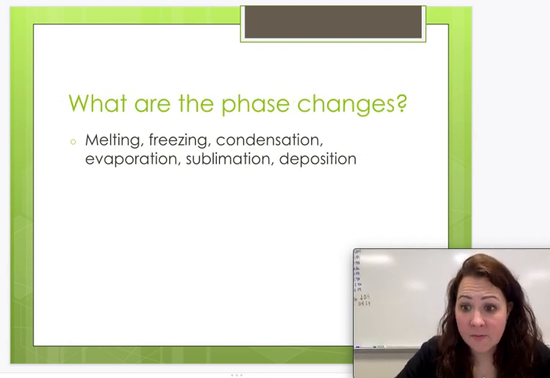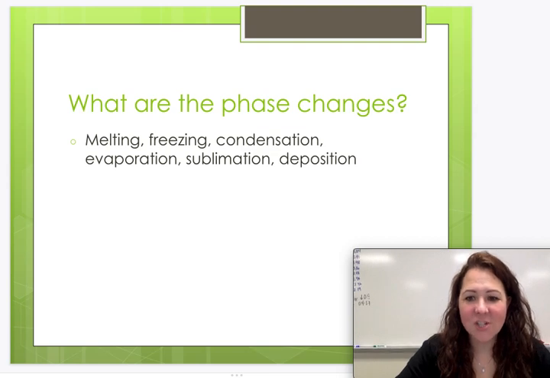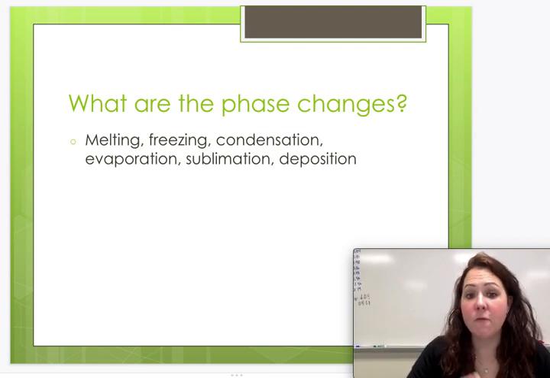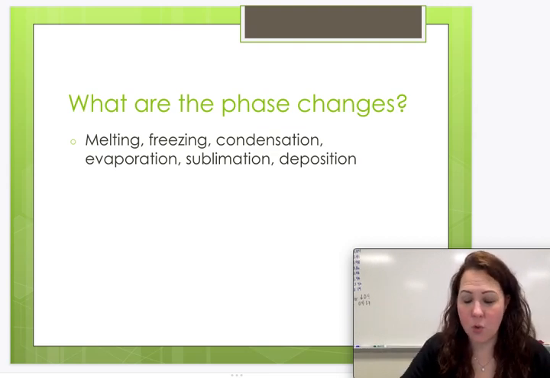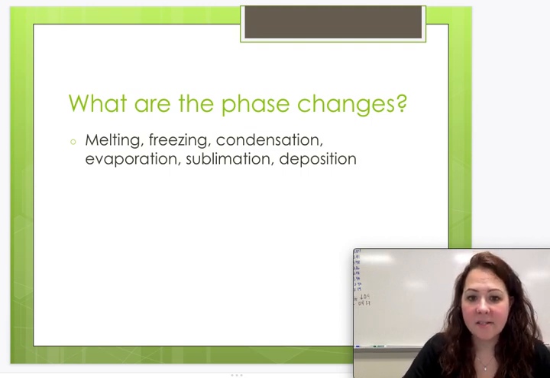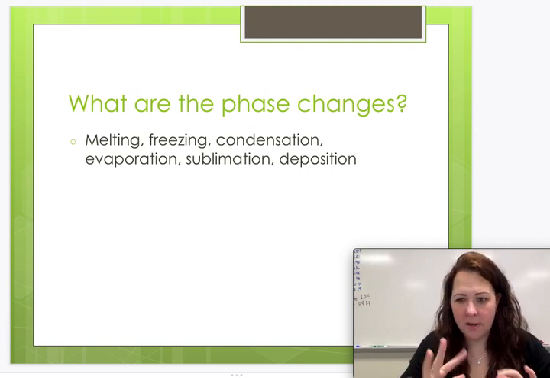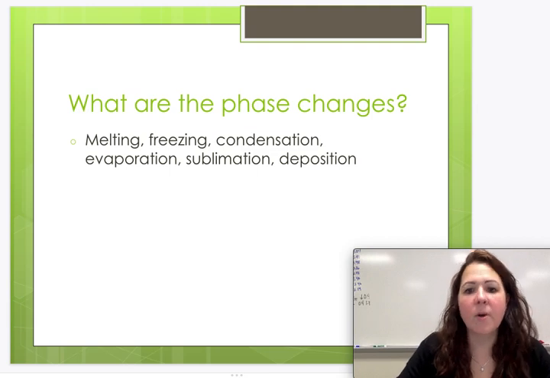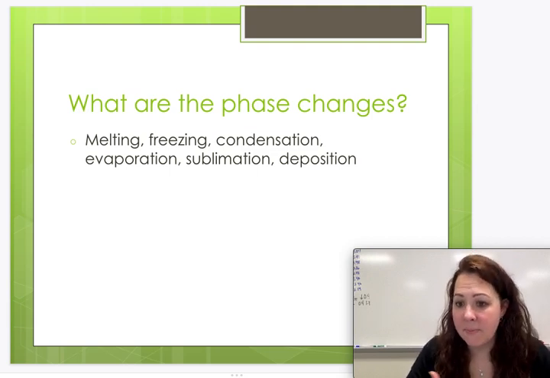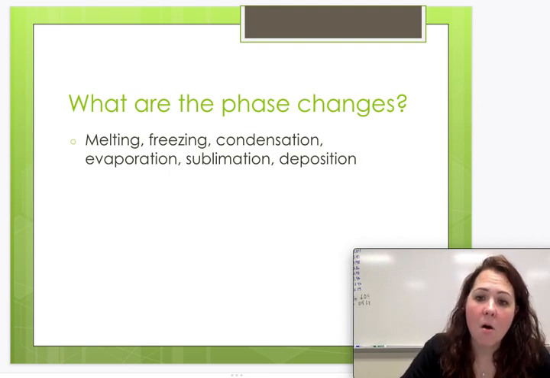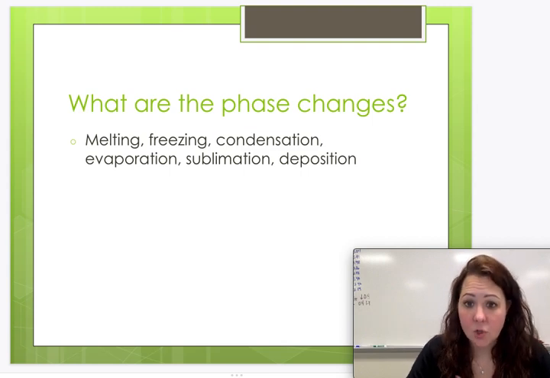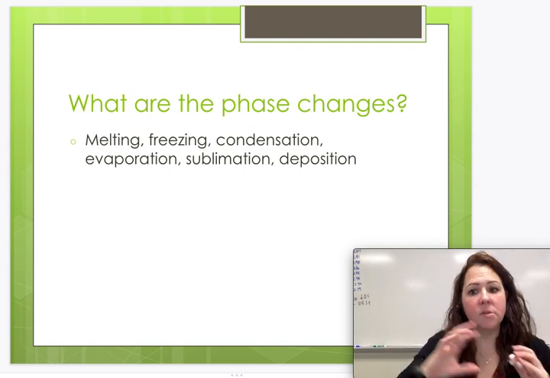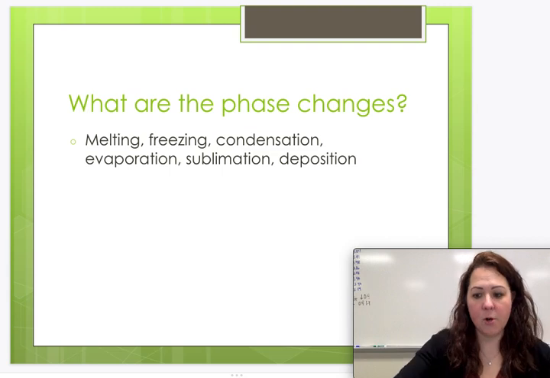So there are six phase changes. For your six phase changes, you have melting and freezing, which you started looking at when you were little bitty. Condensation and evaporation, which you learned in 2nd or 3rd grade, so you should know what those are already. And then sublimation and deposition, which typically people don't know, especially deposition. So we will talk more about those than the other ones, but I'll still refresh your memory.